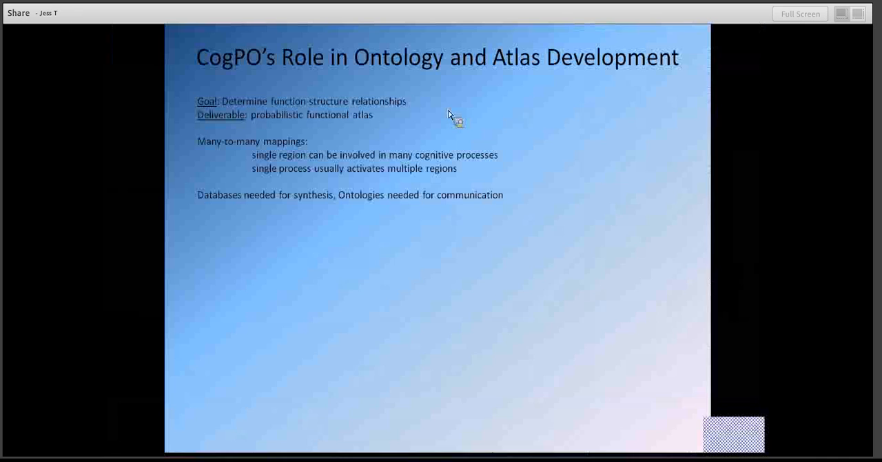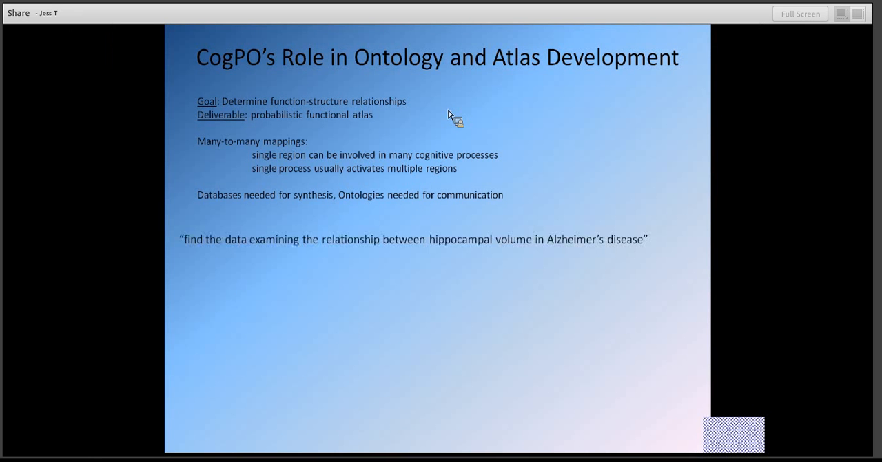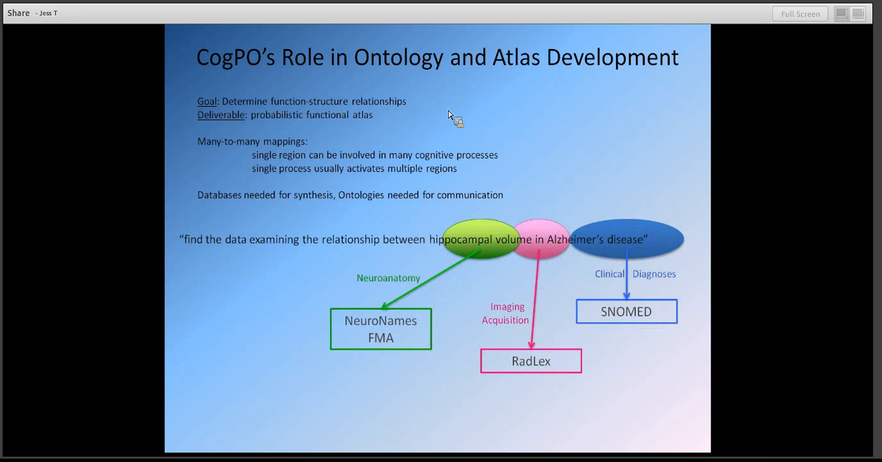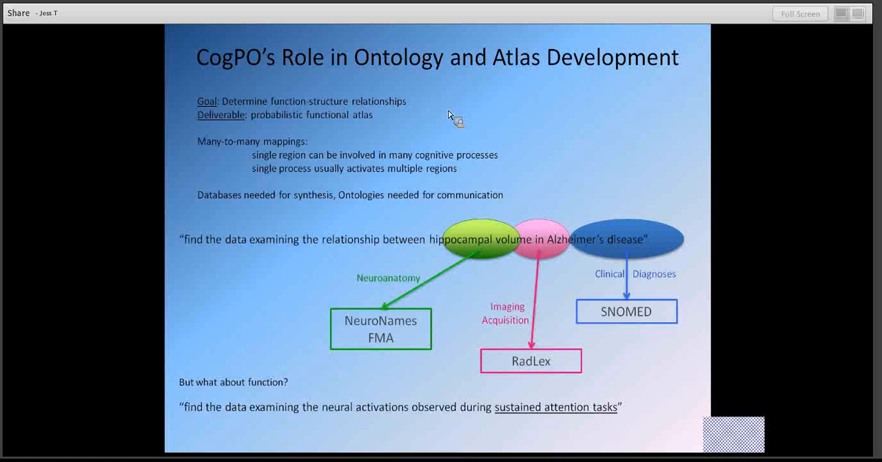I think Angie had gotten to this point about these different ontologies that are involved, and we're more of a structural question. Within the functional imaging community, what we're doing is things like the data that examines neural activations during sustained attention tasks, which is where the cognitive processes issues come in.